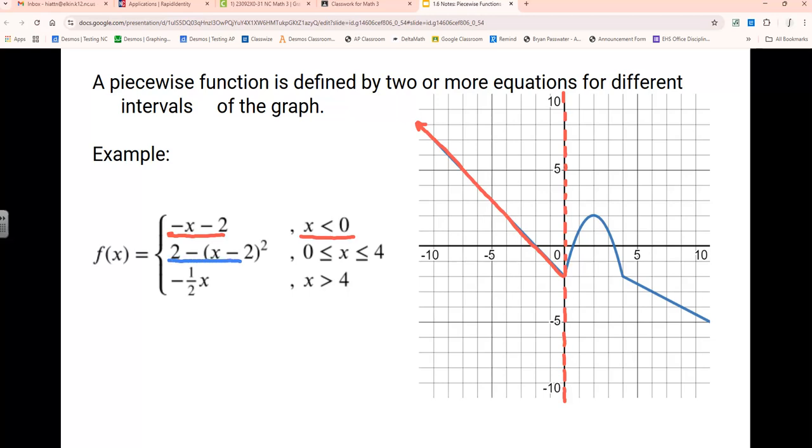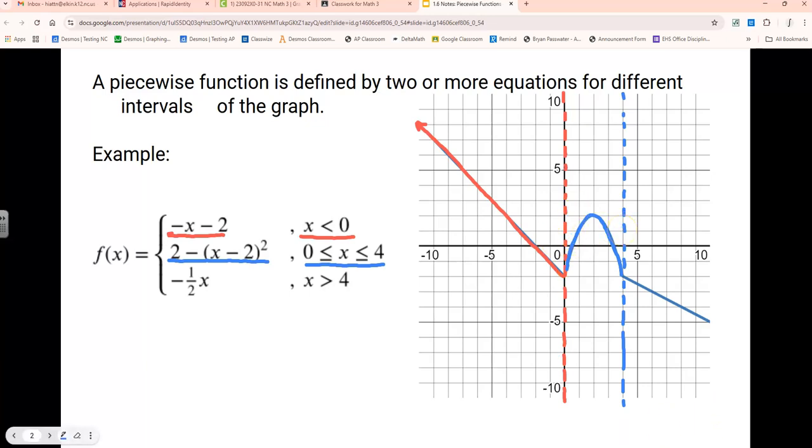Then we've got another piece of the graph. We got 2 minus x minus 2 squared. That's going to be a parabola. I know it because of that square right there. And we're only going to use it from 0 to 4. So I already have a vertical line at 0 right here. I'm going to put myself another vertical line right here at 4. And you can see that this is that piece of the graph. I realize this was already blue up here, but yours is not colored. And that's that piece right there between 0 and 4.